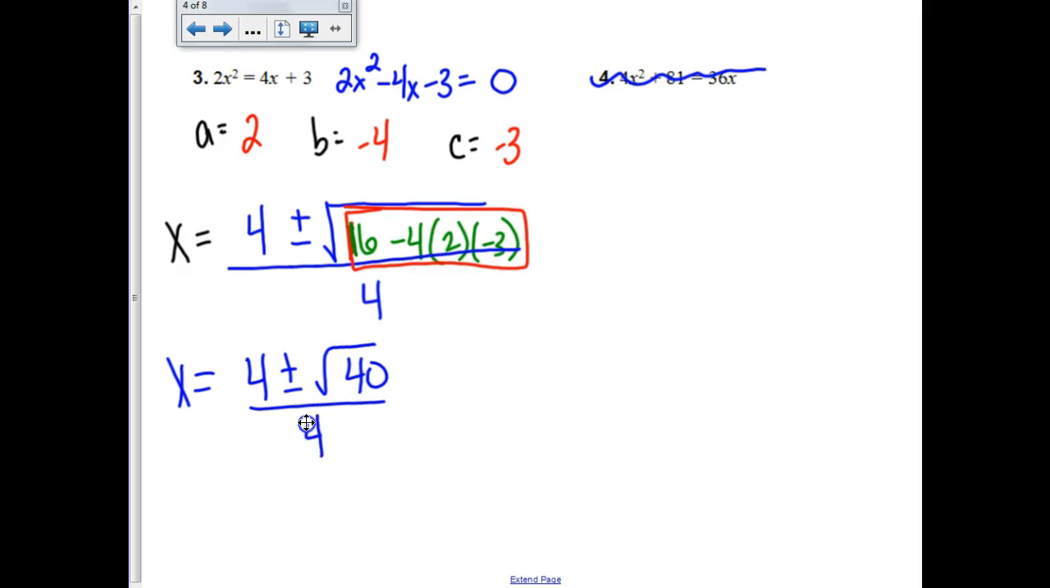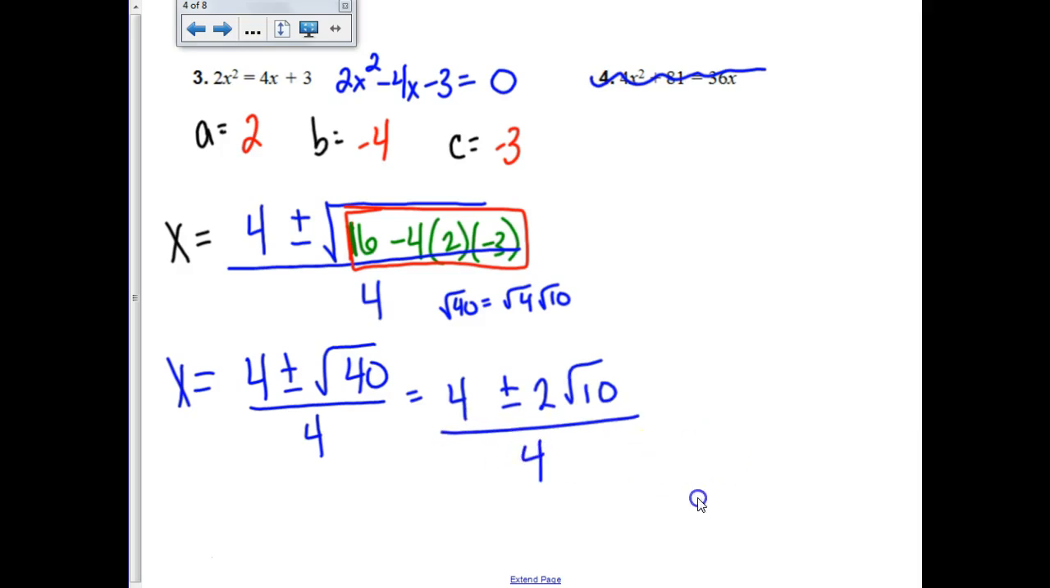All right, as far as a lazy mathematician goes, this is bad news. 40 is not a perfect square, but 40 does break down into 2 square roots of 10, because the square root of 40 is really the square root of 4 times the square root of 10. So it'd be 4 plus and minus 2 square roots of 10, all of that being divided by a 4. Okay, double bad news. Still not done.